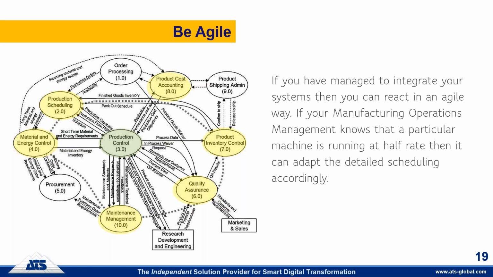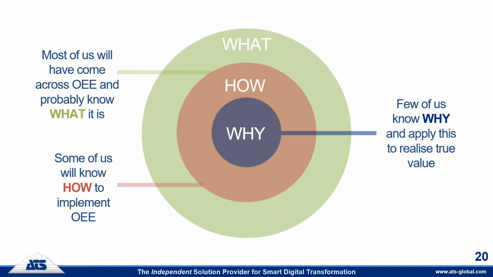And I think that's the key. Often we do OEE in a bubble. We need to break that pattern, I think. So by integrating this data real time across the domains, your manufacturing operations management becomes enabled for agile production, and it can make decisions based on up-to-date information. So we've covered now at a high level the what, the how, and the why of OEE.